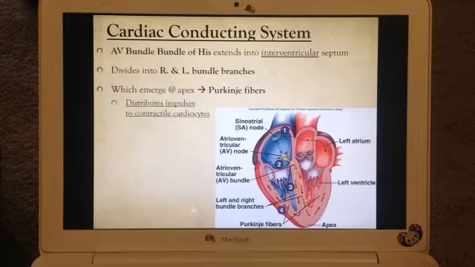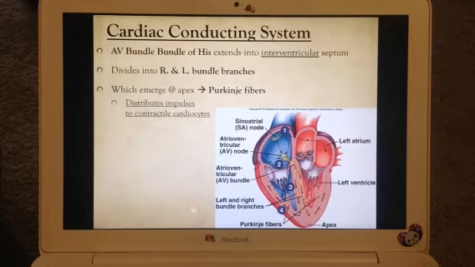So after this signal is transmitted from the SA node to the AV node, if everything's functioning properly, it then goes down the AV bundle of His, and the bundle of His extends through the interventricular septum, which if you remember is the space that connects the 2 ventricles together. So you can imagine that's very important because that's the bulk mass of the heart. There's more space, more mass in the ventricles than there is in the atrium. So that's really going to start spreading it down.